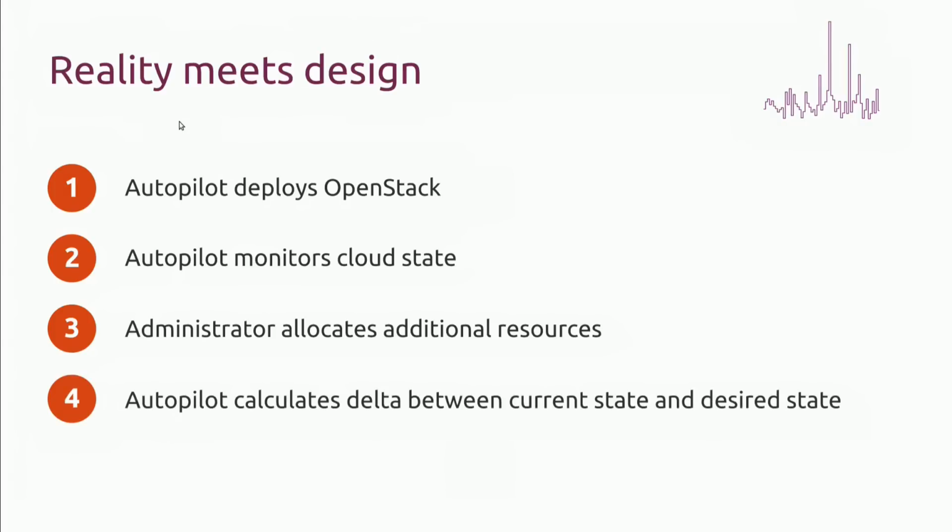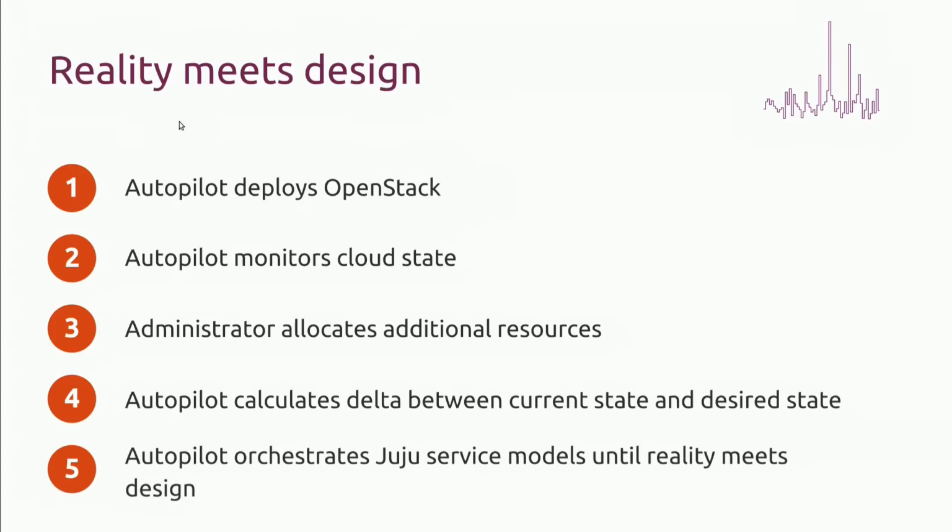So what the autopilot does is it will calculate that delta between, given the resources I have, what is my desired topology, what's the best way of doing this, and then calculate the difference between what I have and what I want. And then what it does is it orchestrates those models until the picture you want matches the cloud that you have. And that could be as simple as 2 steps.